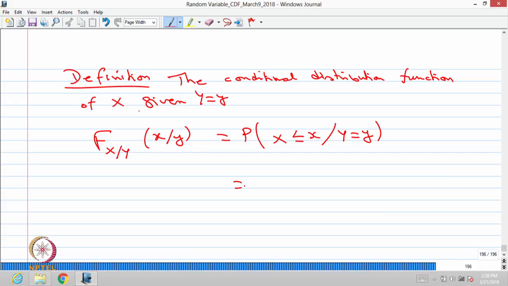Since both are continuous type random variables, that is the same as integrating from minus infinity to small x the conditional probability density function of x given y, with the variable t given small y, with respect to dt. That means by integrating the conditional probability density function, you will get the conditional distribution function.